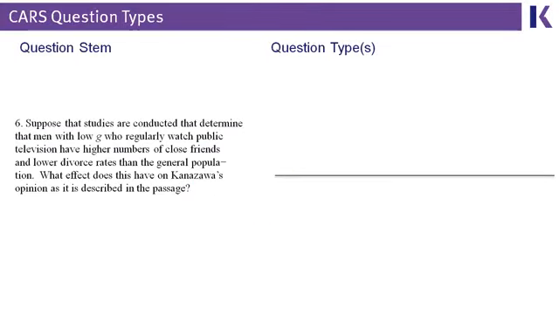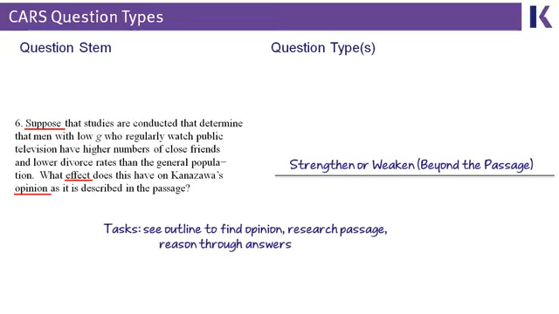Question 6 stands in contrast to question 5 because it starts with this word suppose. Suppose is usually a clue that we're getting new information, and so we're going beyond the passage. But again, we're still looking at the effect this information has on somebody's opinion. Therefore, this is again a strengthen and weaken question, but this time it comes from beyond the passage. So it's good to at least look at your passage outline for the opinion in question, and then work your way through the answer choices, reasoning what must be true to strengthen or weaken the given opinion.